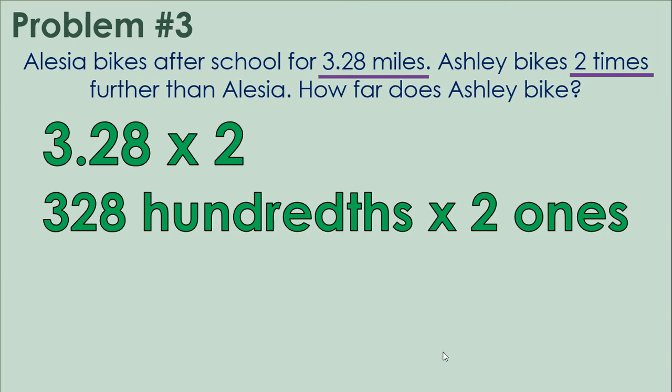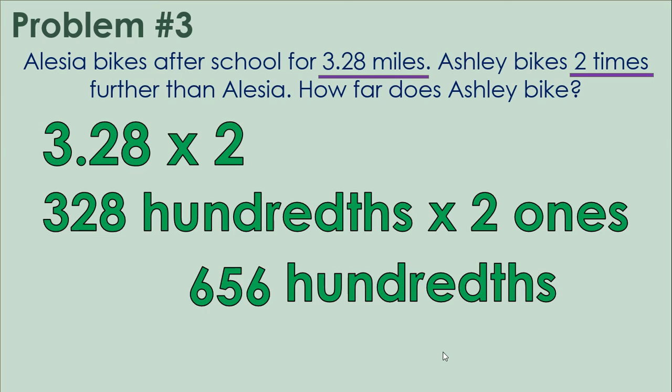We have 328 hundredths times 2 ones. Now we can multiply the whole numbers, 328 times 2, and we get 656. Now we can multiply the place values, hundredths times ones, which is hundredths. Finally, we're going to rewrite this number in standard form. 656 hundredths is the same as 6 and 56 hundredths.